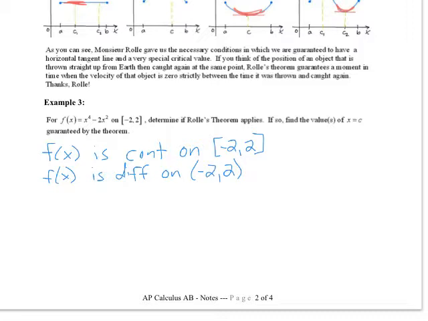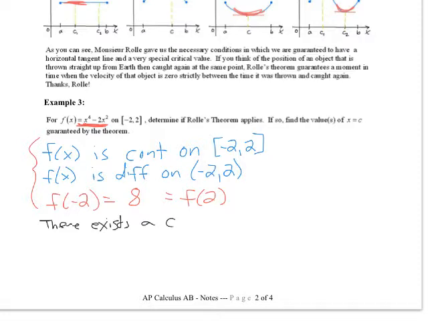We need to check one more condition. Does f of negative 2 equal f of 2? And if we plug negative 2 into the function, we get an answer of 8. And if we plug 2 into the function, we also get an answer of 8. So the three conditions are met. So we can draw our concluding statement, which is there exists a c in (negative 2, 2) such that f prime of c is equal to 0.